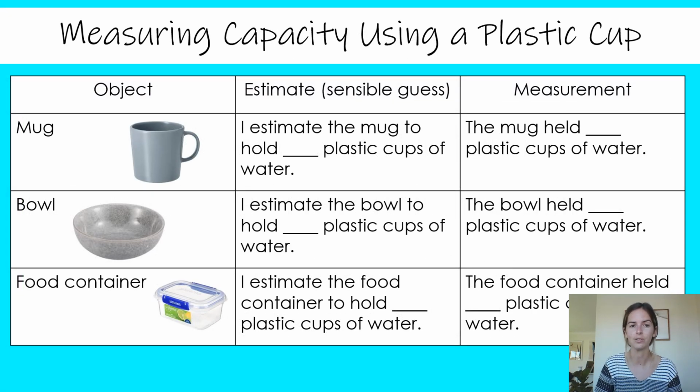And then you're going to complete this table here. So it says measuring capacity using a plastic cup. The objects you're going to measure will be a mug, and then you will also measure a bowl and a food container. And you can complete this table here as well by just filling in these gaps. So you need to estimate how much you think these objects will hold, and then you get to measure it. And that's the fun part. You get to be pouring water in and out. So we can't wait to see what you have discovered today.